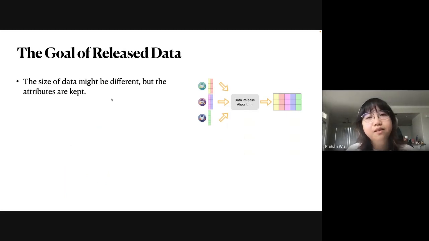Now we are talking about the goal of the release data.